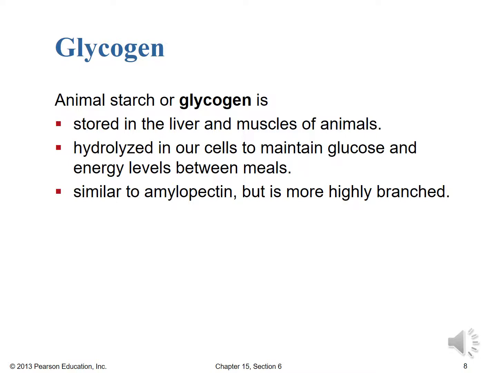But the glycogen itself is similar to the amylopectin, but it's more highly branched. So it's very, very highly branched, even more so than that amylopectin. And that's the key structural difference between glycogen or animal starch and plant starch, is that much more highly branched structure to the animal starch.